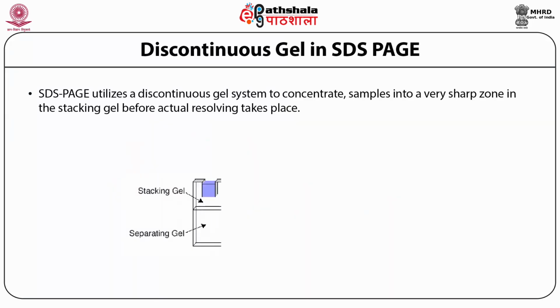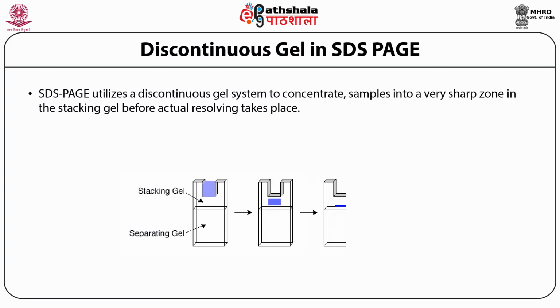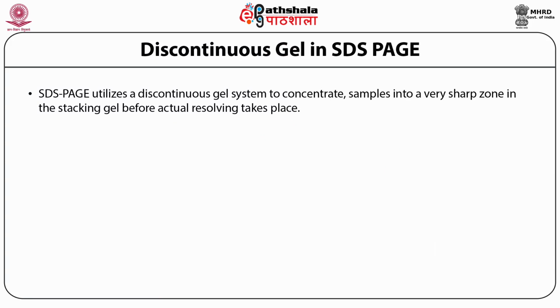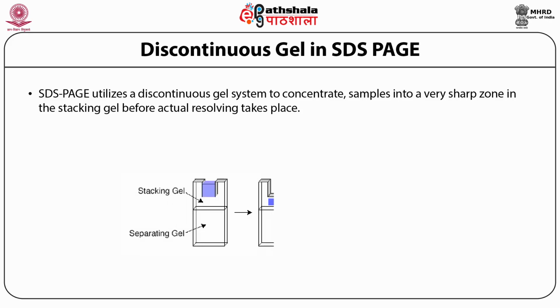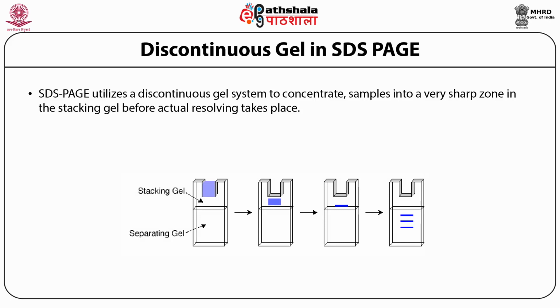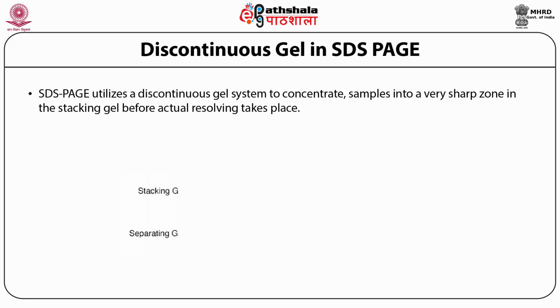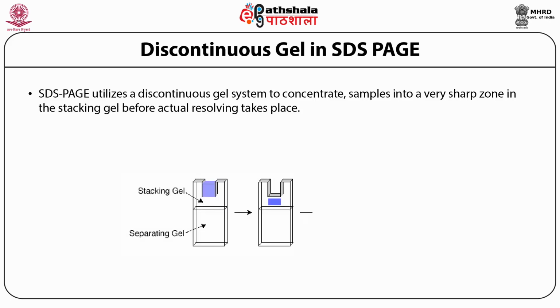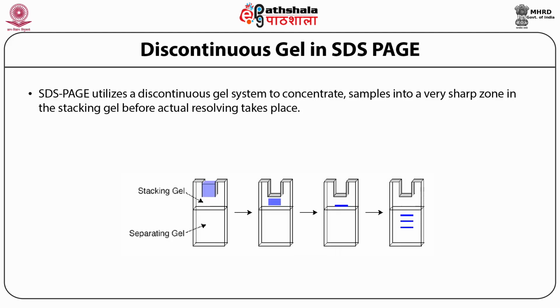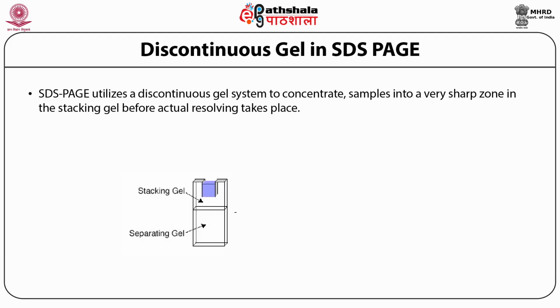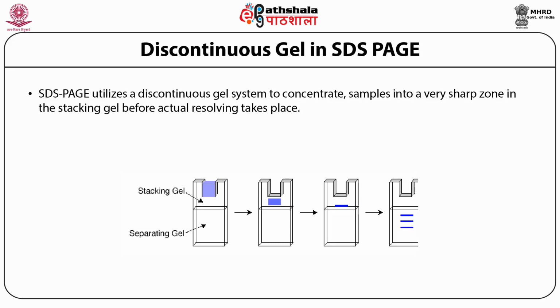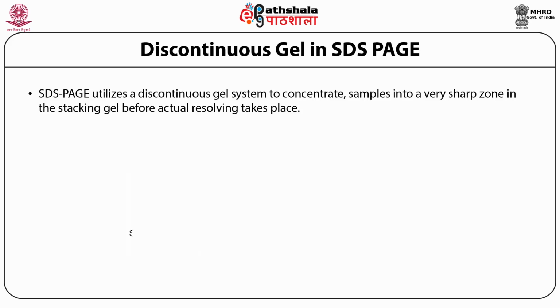SDS PAGE uses a discontinuous polyacrylamide gel as a support medium for the electrophoresis. It comprises two types of gels. One is the stacking gel, which is in the upper part, and then you have a separating gel, which is in the lower part. The stacking gel helps to concentrate the protein samples into a very sharp zone, and the resolution of these proteins then takes place on the separating gel.